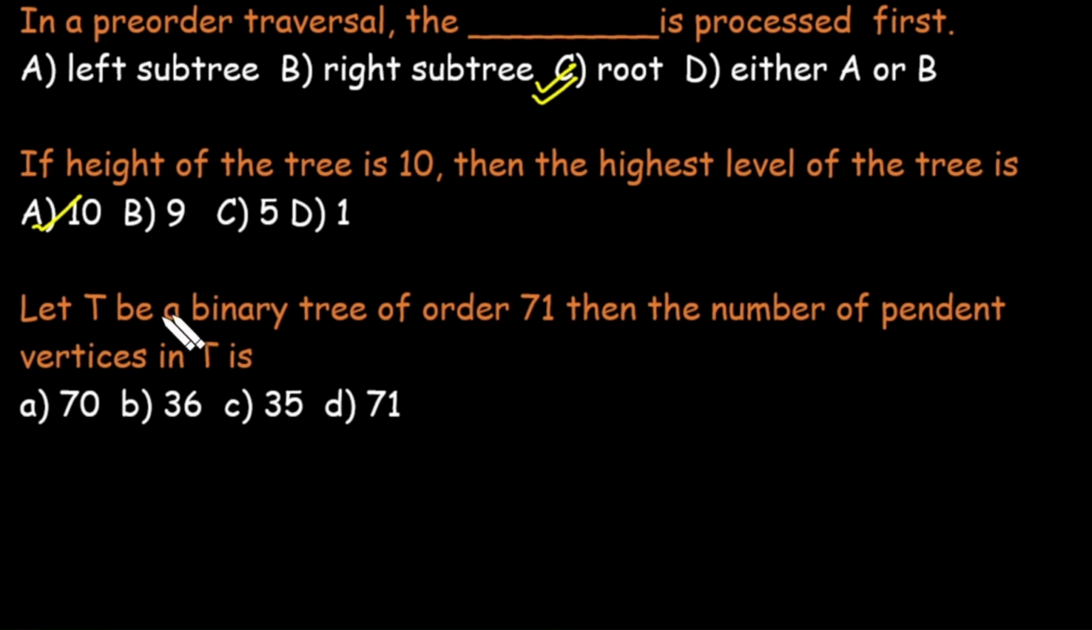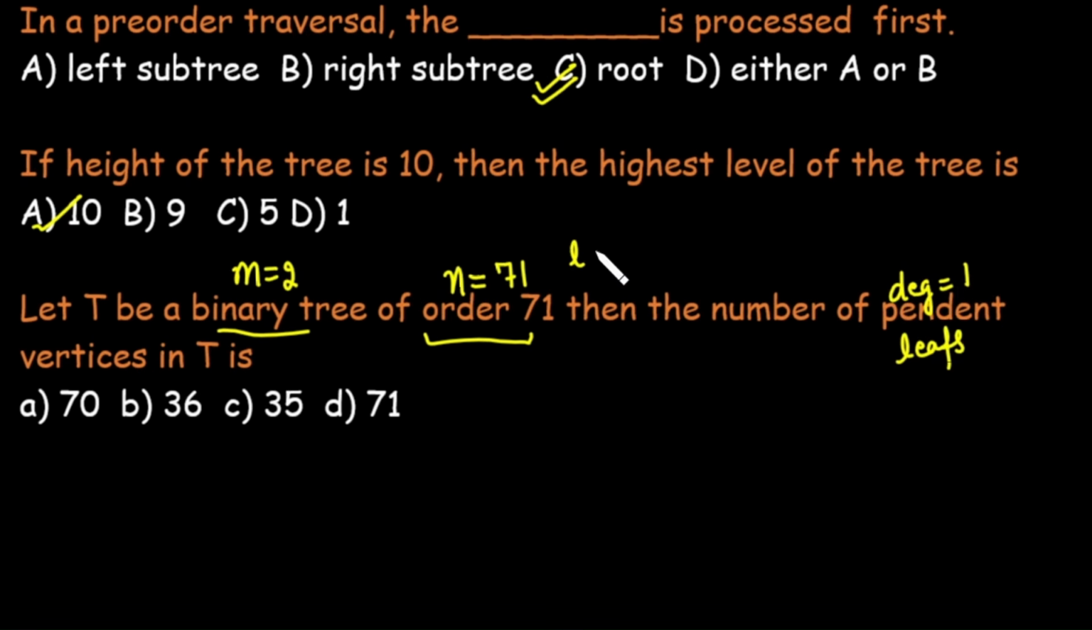Next, let T be a binary tree of order 71, then the number of pendant vertices in the tree is what? Now it is a binary tree, meaning the value of m is equal to 2. Order means the number of vertices, so the number of vertices in the tree is 71. Pendant vertices mean degree is 1, and that is of the leaves. So we need to count the leaves in the binary tree with a total of 71 vertices.